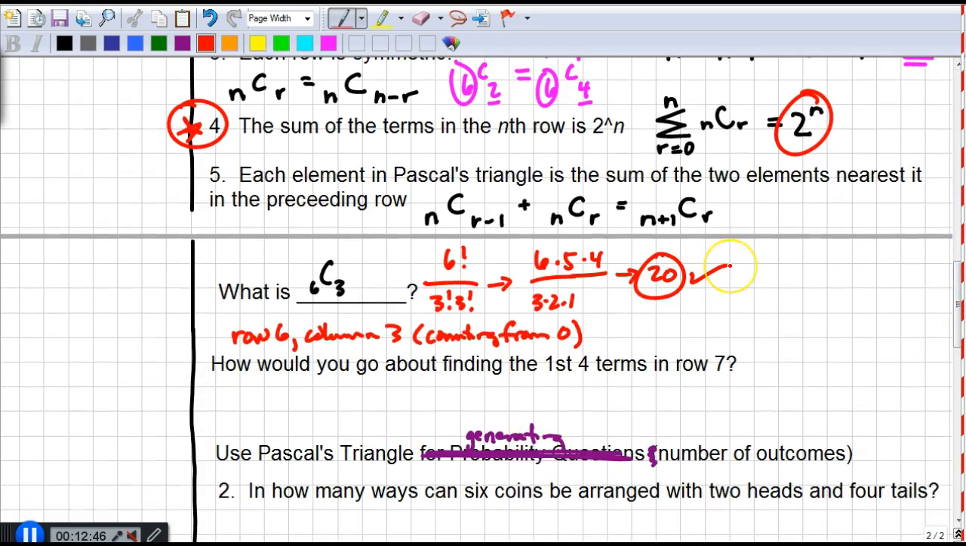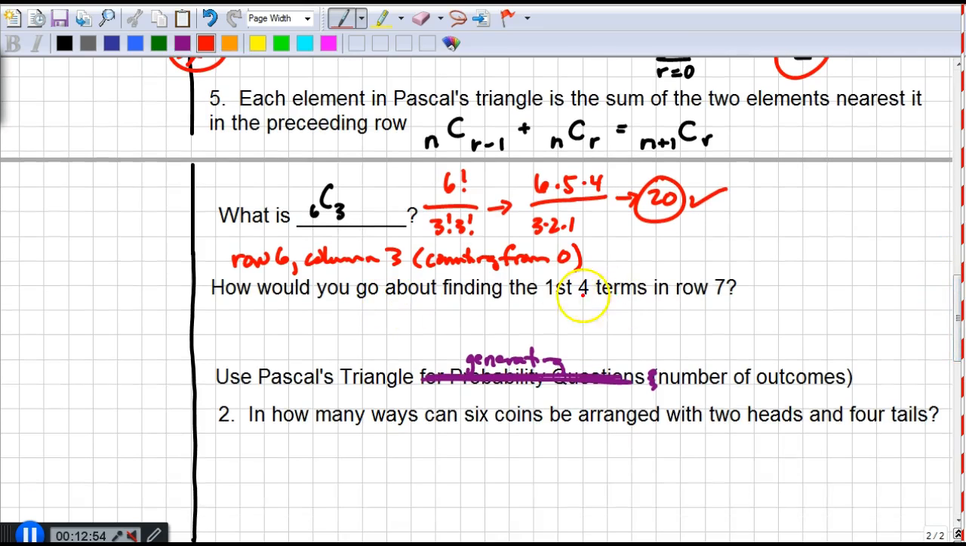So I would still get the same answer, but I would have gotten it by looking at the triangle, and no calculation would have been necessary. To find the first 4 terms in row 7, if you had row 6 to work with, you could simply use row 6 to generate those numbers. So that is one option. Use row 6, and you would just simply add the numbers together in the previous 2 above it.